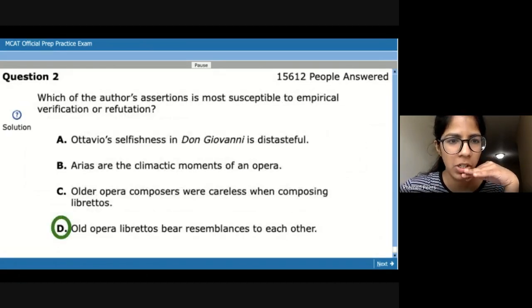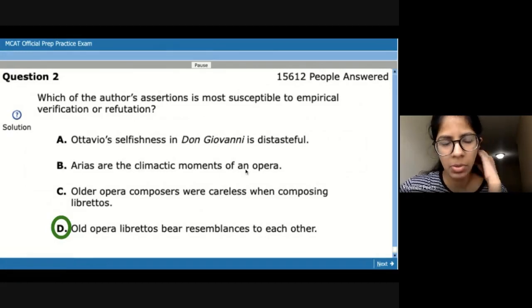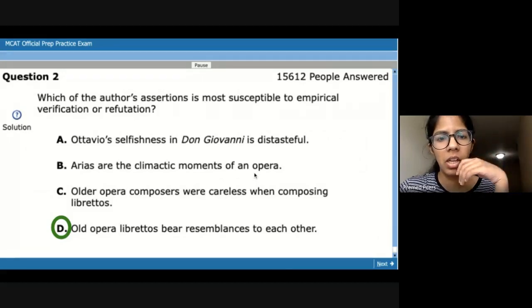I'm going to go back to question 2. Or this one, right? So arias are the climactic moments of an opera. So this is making a judgment on when there is the most emotional part or most suspenseful part of an opera. When we're watching an opera, you might think that something was more climactic than what I thought. So that's an opinion that's hard to verify exactly. Does that make sense at all?